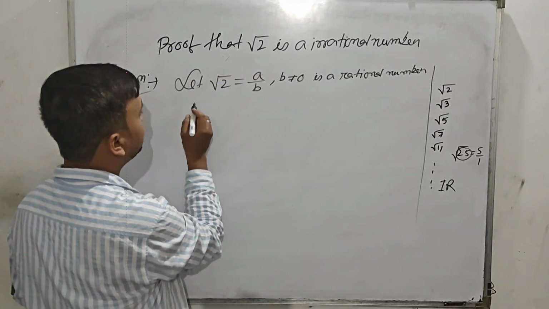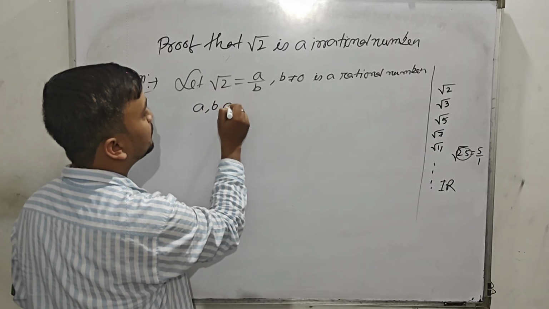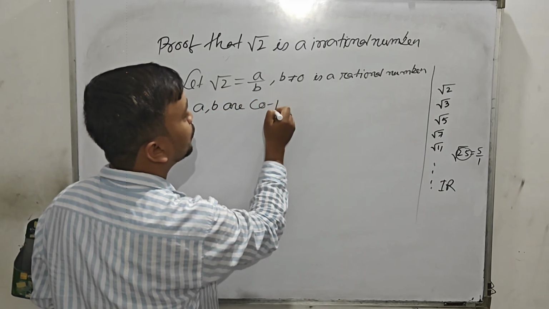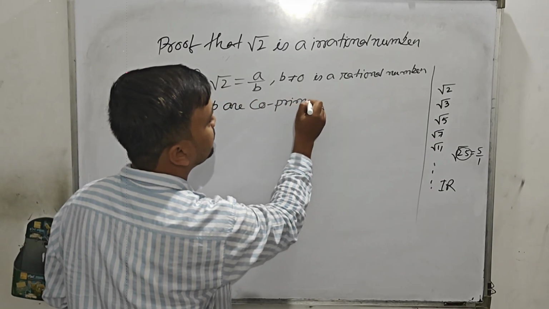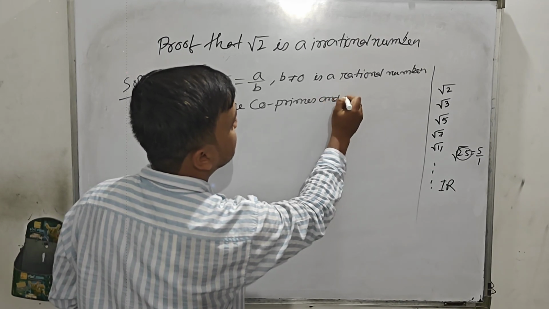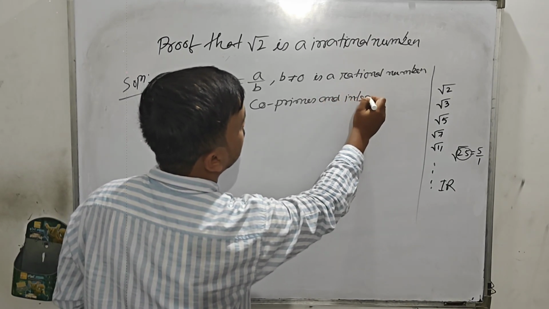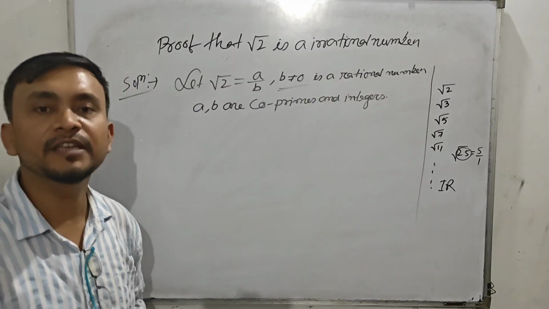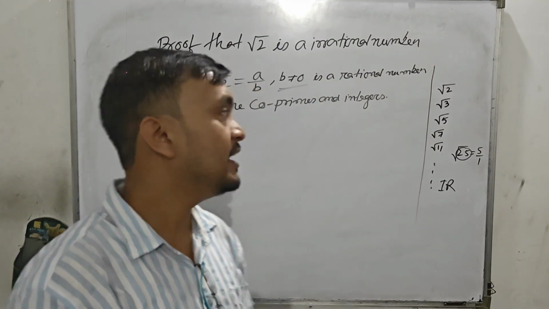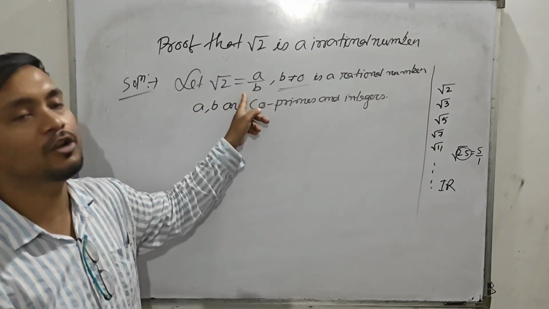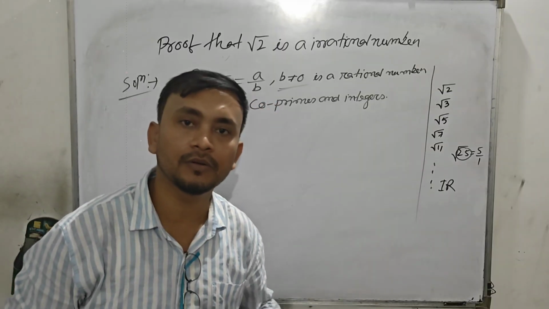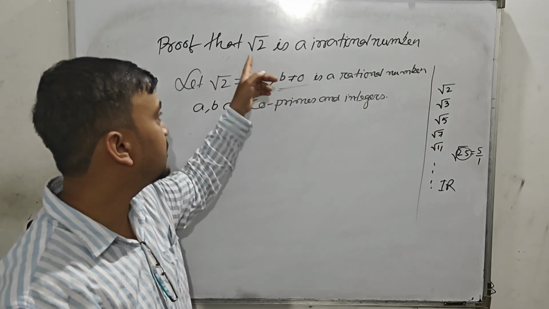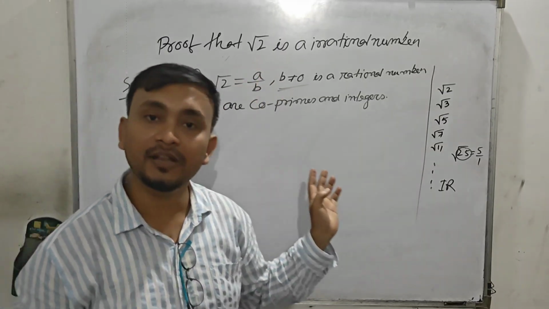So what are these a and b? A, b are co-primes and integers. You may ask me, sir, why have you written b is not equal to 0? Because in any rational number the denominator cannot be equal to 0. If it happens, this entire term will be undefined.